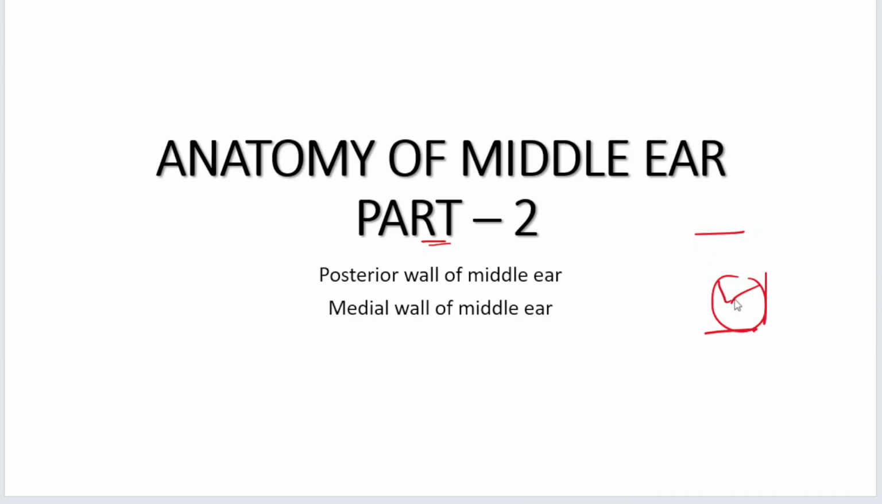we talked about the lateral wall, that is the tympanic membrane in the last part of the anatomy of the middle ear. Let us talk about the posterior wall and medial wall.